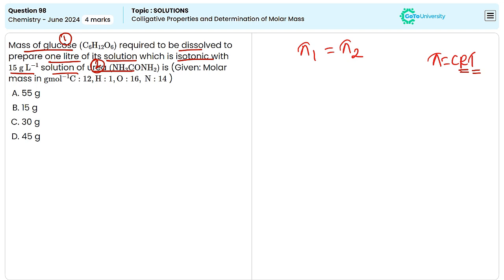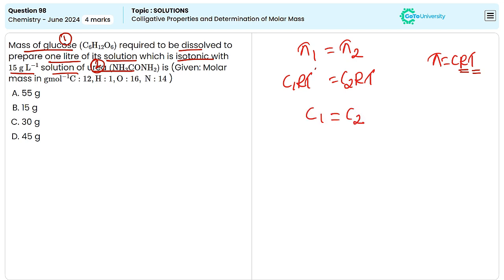Now we can substitute the value of osmotic pressure in this equation, that is C1RT is equal to C2RT. C1 is the concentration of glucose solution and C2 is the concentration of urea solution. R and T will be same for both the solutions because both the solutions are taken at the same temperature and pressure.